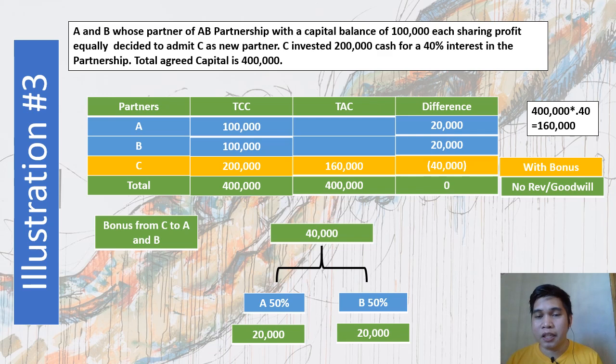So, since madadagdagan po ang value ng capital ni A and B, the total agreed capital of A and B should increase to 120,000 pesos each. So, therefore, nakamit na natin yung requirement na yung total agreed capital is equal to total contributed capital. However, the agreed capital of the new partner is not equal to his contributed capital. So, in this case, bumaba siya ng 40,000 kasi meron po tayong implied bonus to be given to the old partners.